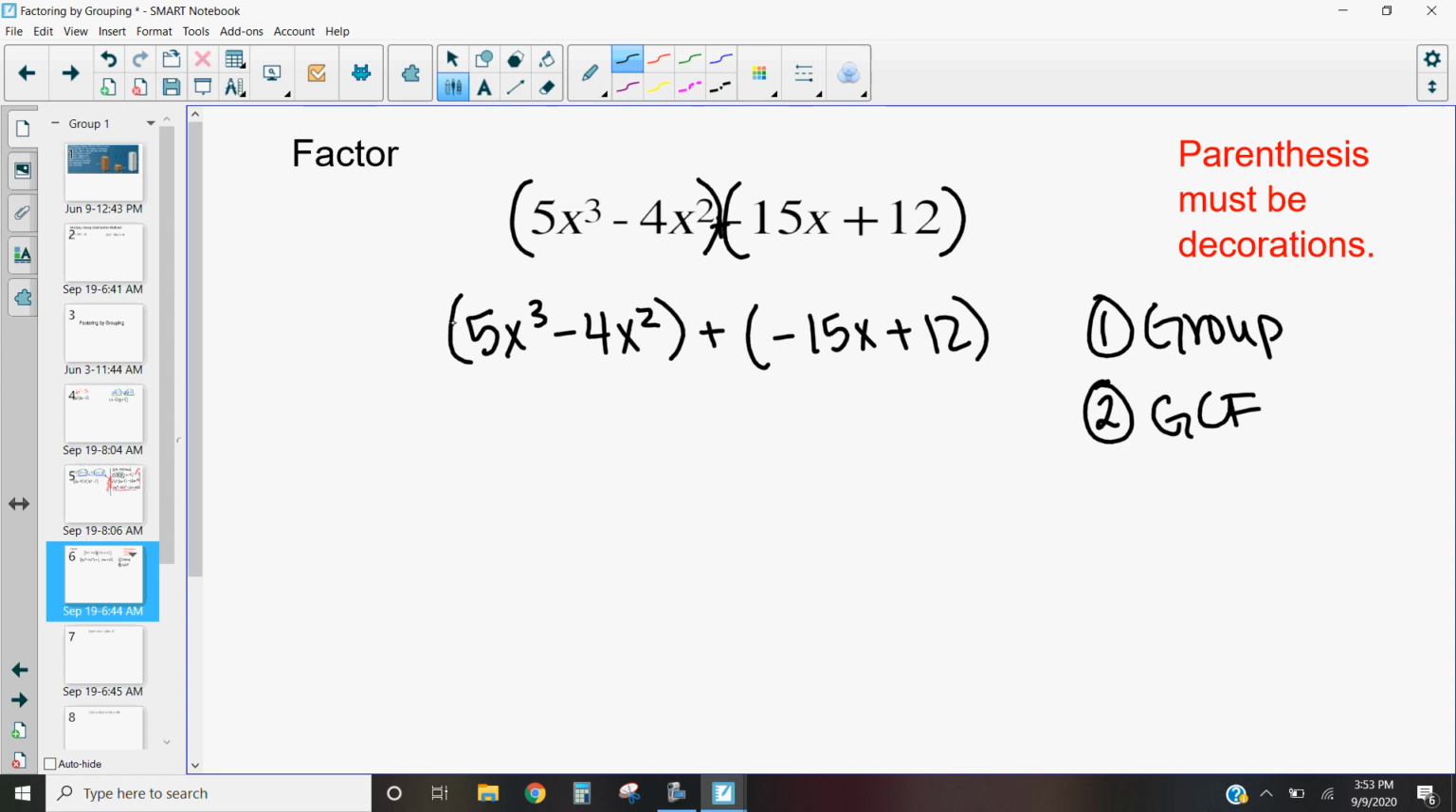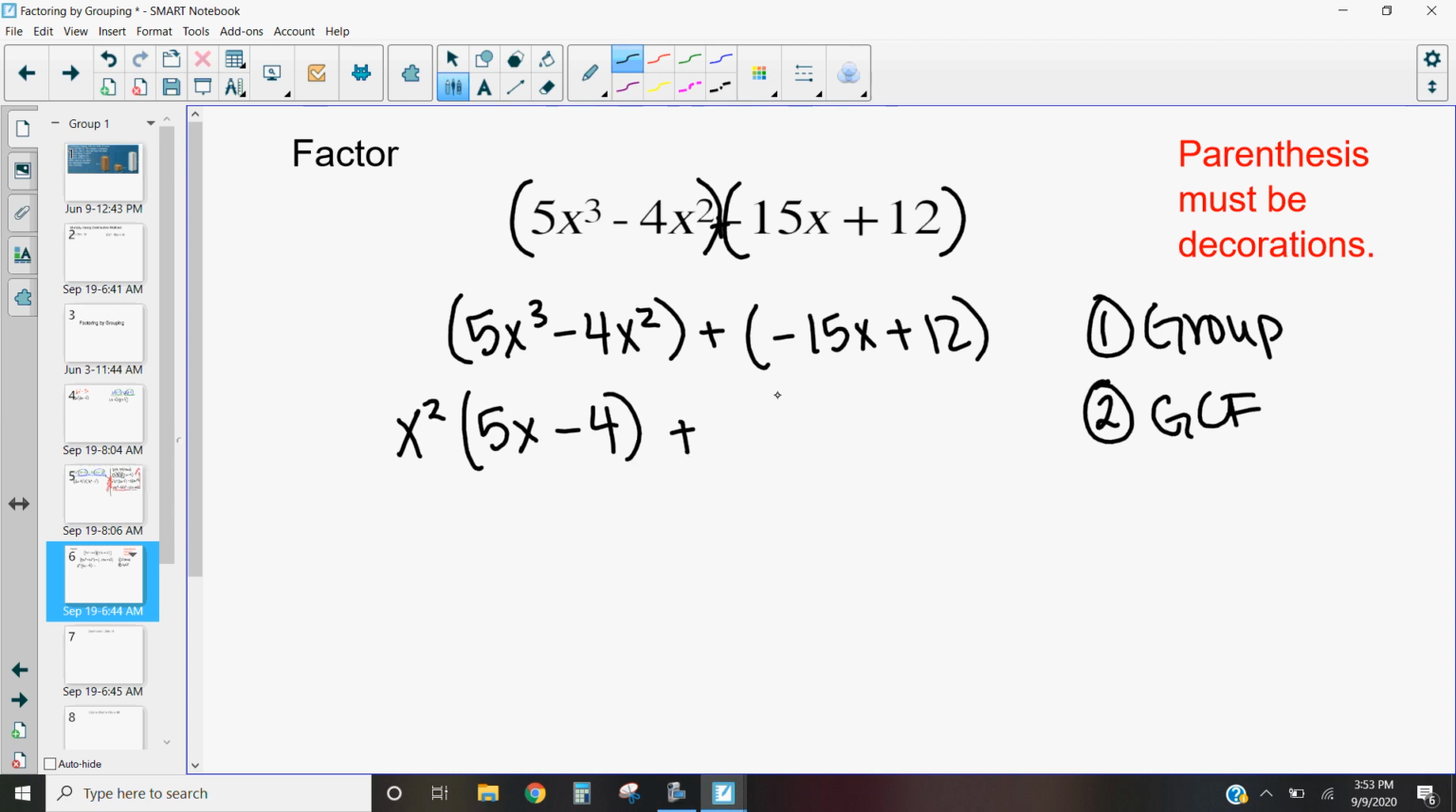So let's look here at this 5x cubed minus 4x squared. What's our greatest common factor here? Well, I've got a 5 and a negative 4. Well, 5 is prime and it doesn't go into negative 4, so it doesn't work. But I have this x cubed and this x squared, so I can factor out two x's. So here, I'm going to factor out two x's, and what's left over? Well, a 5x minus a 4.